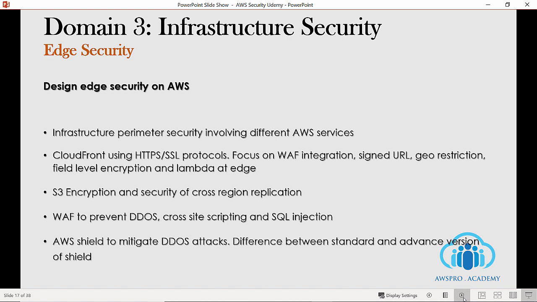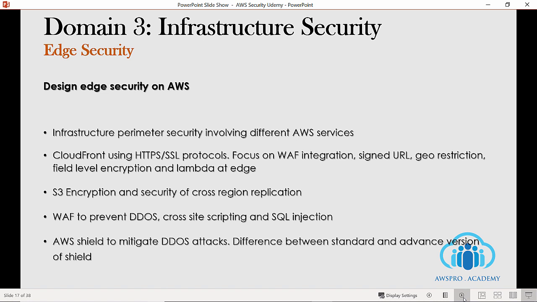Next service is S3. Try to get deeper understanding on user and resource-based policies and when to use them. S3 encryption and security of cross-region replication are key exam topics. Also, you should know how to secure your web application from various attacks including DDoS, cross-site scripting, and SQL injection. WAF or Web Application Firewall is heavily used to prevent most of these attacks.